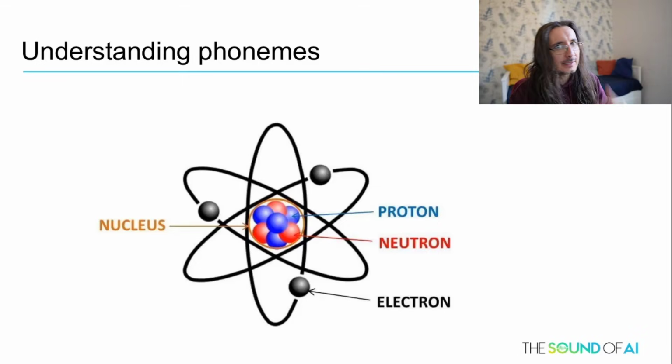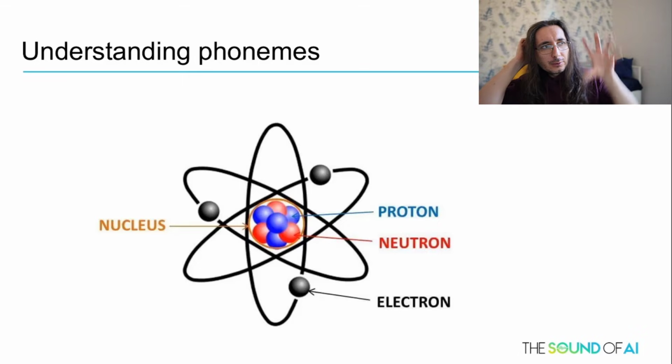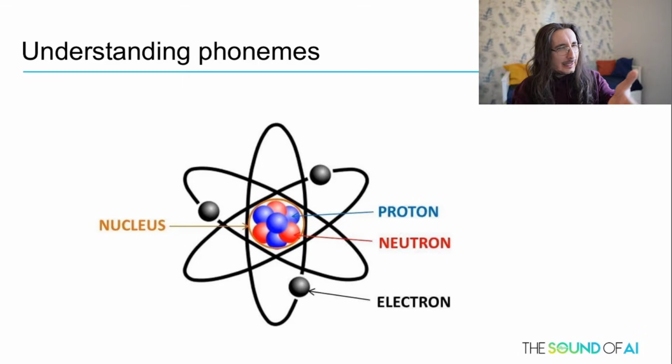Okay, another example, if you're not musical. I guess you have a visualization and an understanding of the classical visualization of an atom. So you have the electrons rotating around the nucleus. In the nucleus, you have a couple of particles. You have the protons and the neutrons. They are stuck together, and together they form the nucleus of the atom.